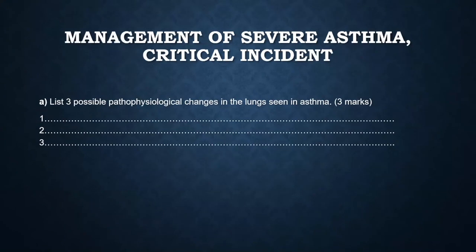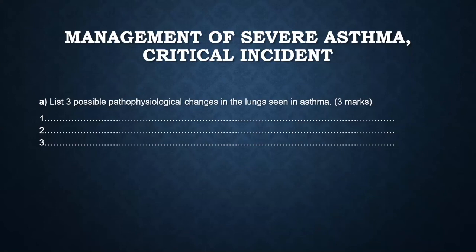So the first question related to that is, list 3 possible pathophysiological changes in the lungs seen in asthma. In asthma, there will be many pathophysiological changes. You need to enumerate the main 3 of those. So this is your basic knowledge testing, essentially from your part 1 knowledge.